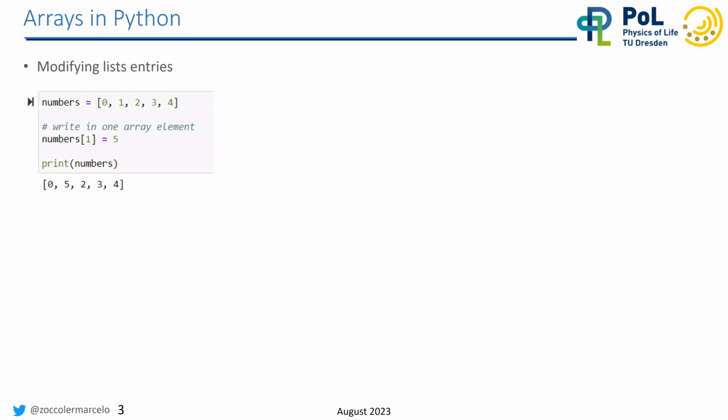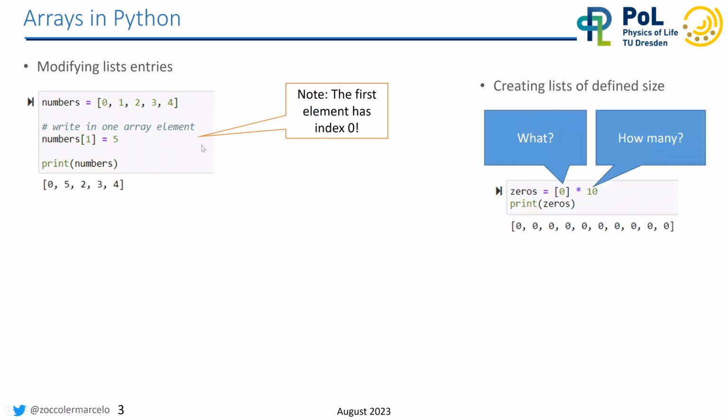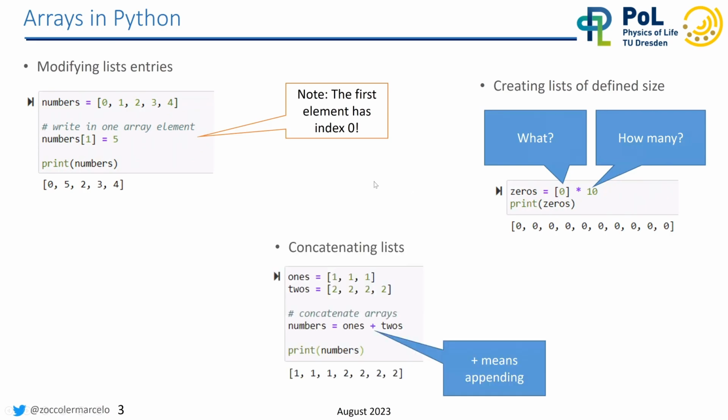So here is how you could modify an entry in a list. This is a list of numbers, and then for the first position, I give the number 5. Yes, that's how I set the element 0. And this is how you could potentially start a list of a certain size, like let's say 10 zeros.